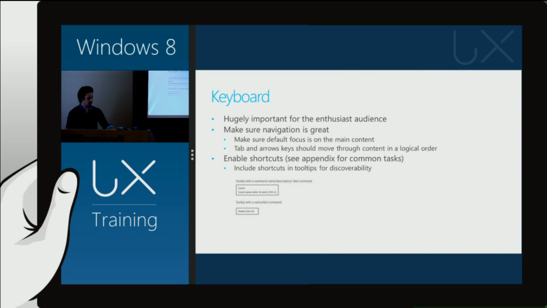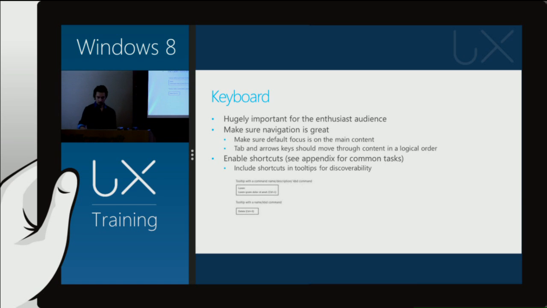And look at your tab and arrow navigation and make sure it's logical. So tab is used to go through between big groups, so you can quickly jump around. And then the arrow keys should move within that content. So as you saw on the start screen, arrows quickly move up and down, left and right in the actual grid. And then you can use tab to actually move out of the grid into other content on the screen.